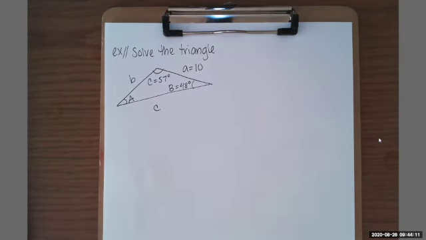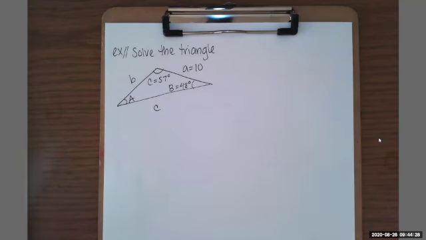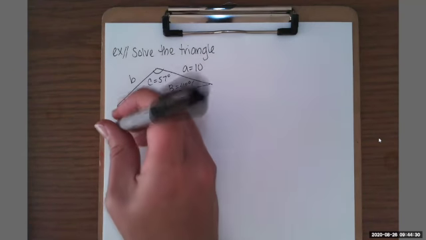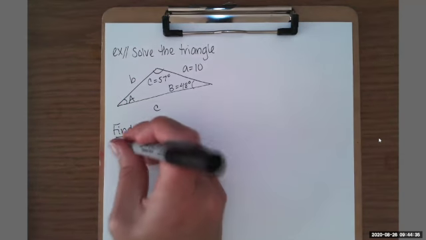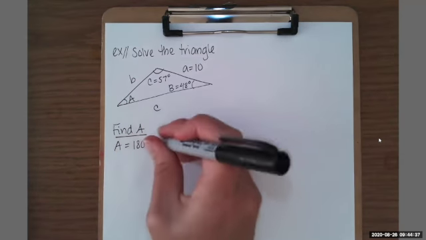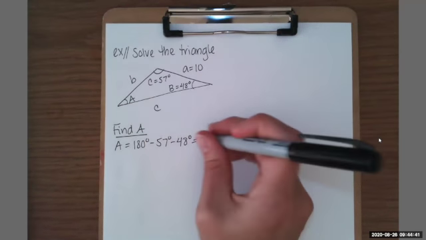Okay, so next example here, I have angle C is 57, angle B is 48 degrees, side A is 10. So we're on angle side angle here. So the first thing we should do is find the third angle. Anytime we already know 2 angles, finding the third angle is really quick. We know that the 3 angles always add up to 180, so that means that angle A is 180 minus 57 minus 48, which is 75.